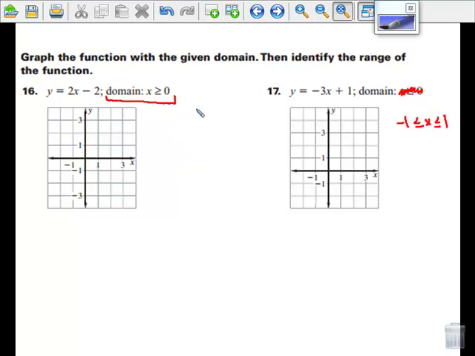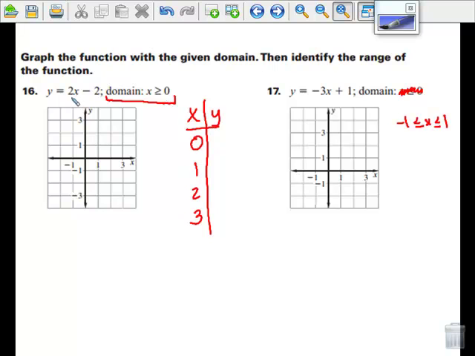So our domain here, remember those are the x values. Our domain here are all values where x is greater than or equal to 0. So what I like to do is I like to make a table, and I know it's greater than or equal to 0, so I'll do 3 or 4 points for x that are greater than or equal to 0. So 0, 1, 2, and 3. That works for me. And that complies with the restrictions on the domain.